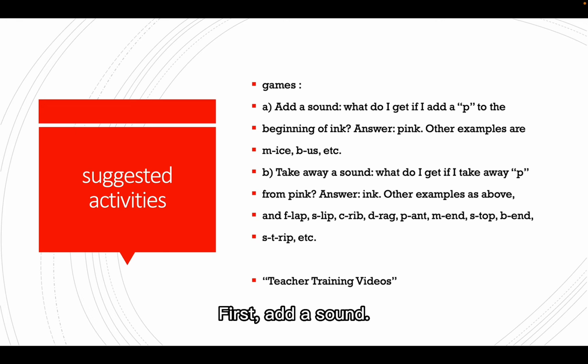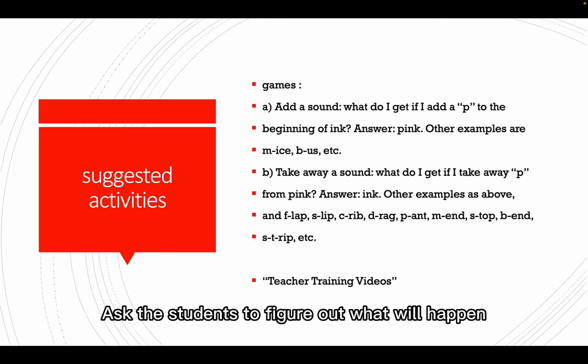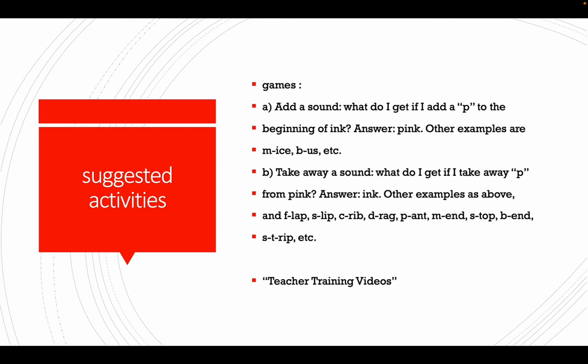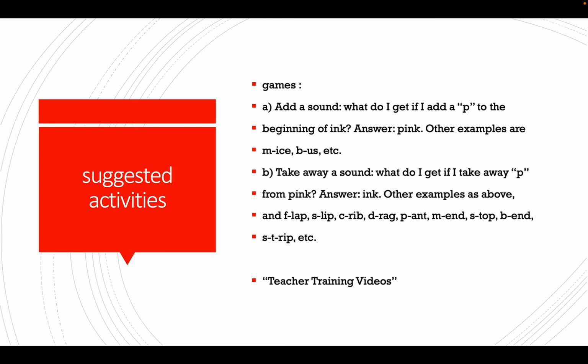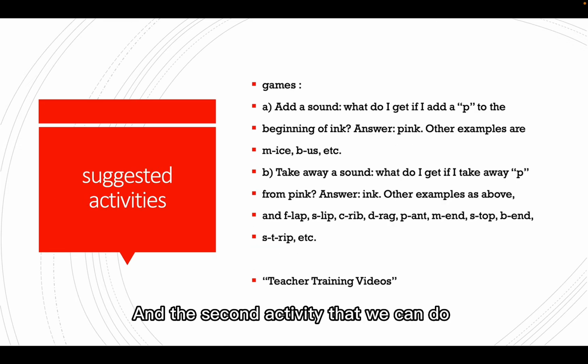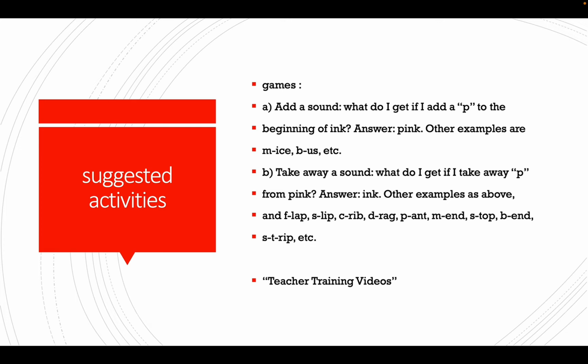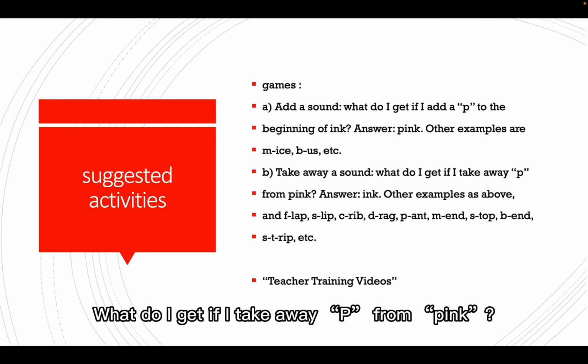First, add a sound. Ask the students to figure out what will happen if the sound p is added to the beginning of the word ink. The answer is pink. And the second activity that we can do is to take away a sound. For example, the word pink. What do I get if I take away p from pink?